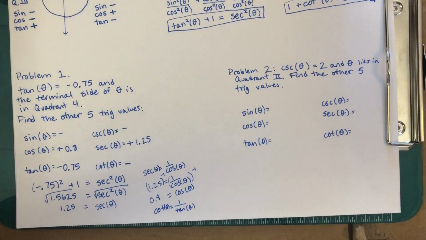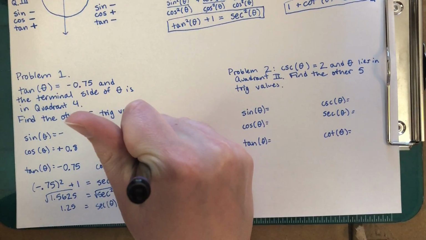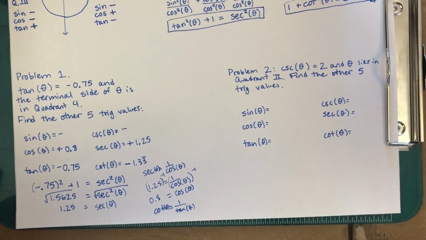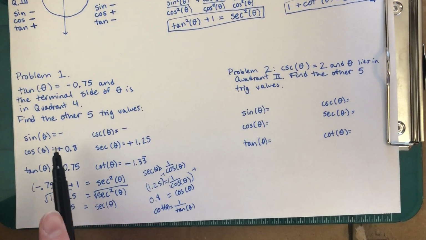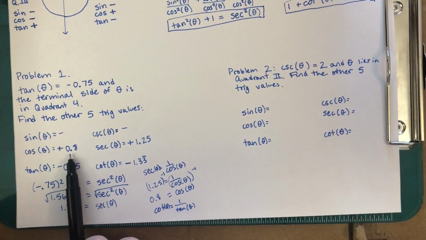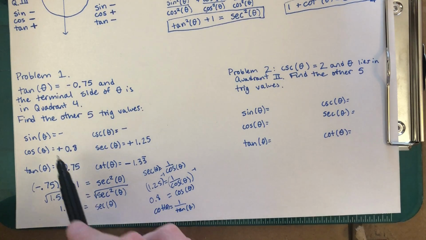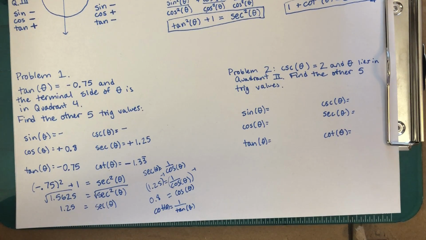So I can do 1 over negative 0.75, and I get negative 1.33 repeating. Now I just have the sine and the cosecant. I now know cosine, so if I wanted to, I could use sine squared plus cosine squared equals 1, or I can use the fact that sine over cosine equals tangent. So either one of those two things would work.